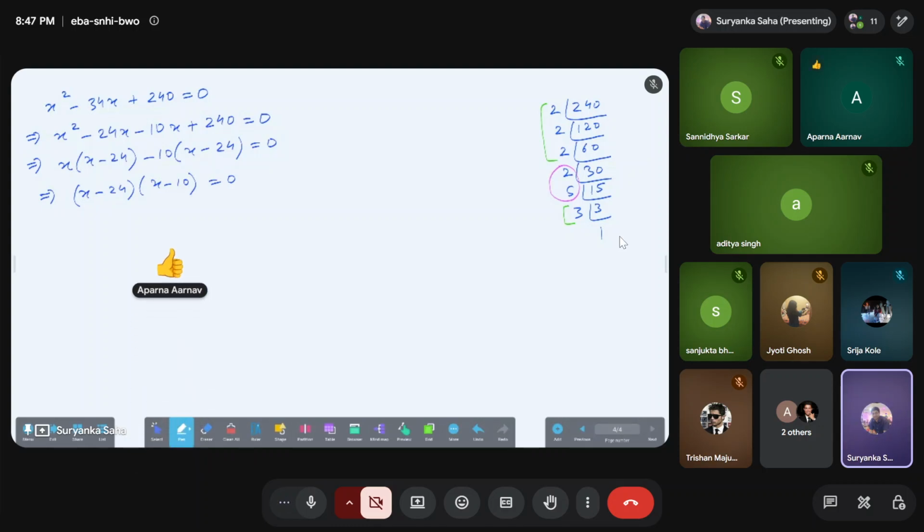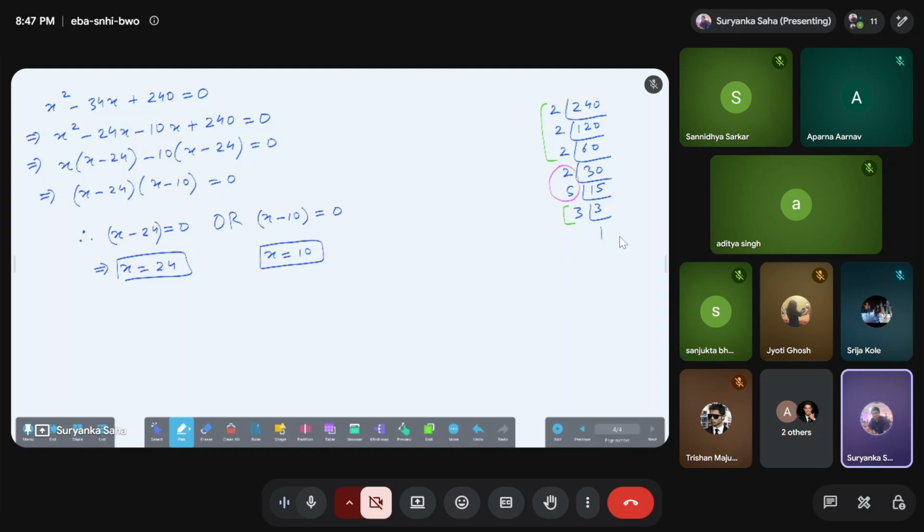Therefore, if the product of two numbers is 0, then they are individually equal to 0. So x minus 24 equal to 0, or x minus 10 equal to 0. So from here you will get x equals 24, or x equals 10. Okay, so two values of x you got.